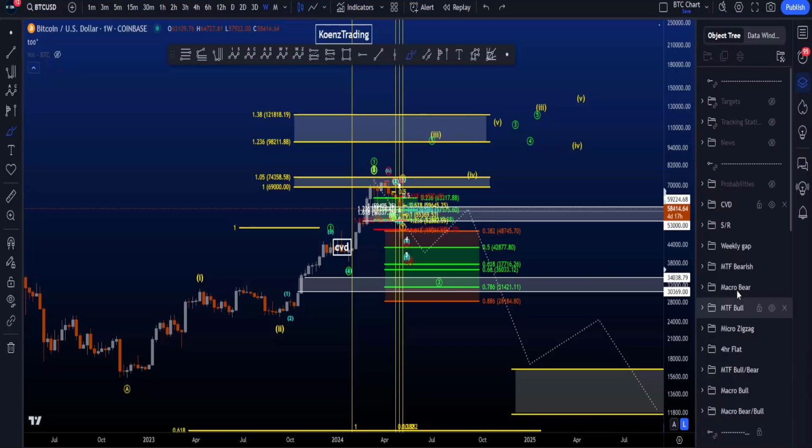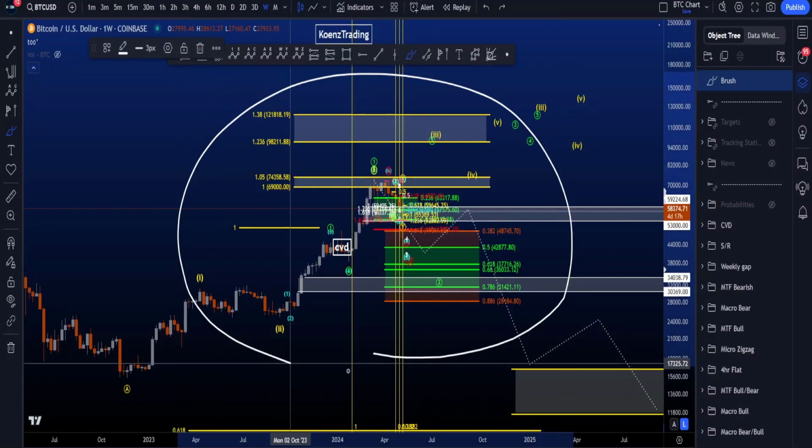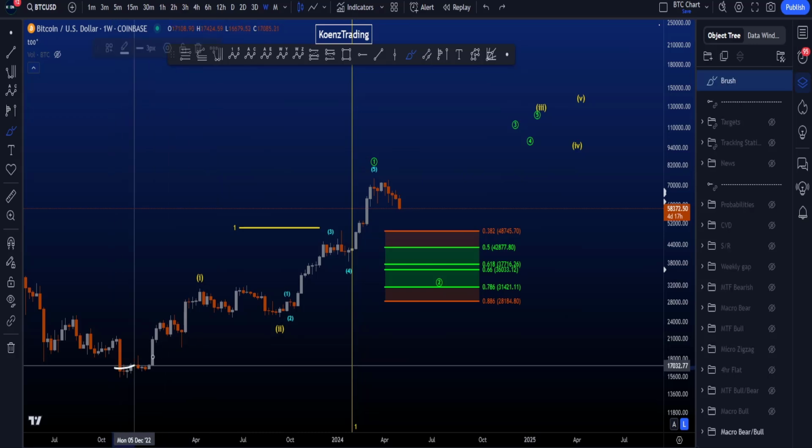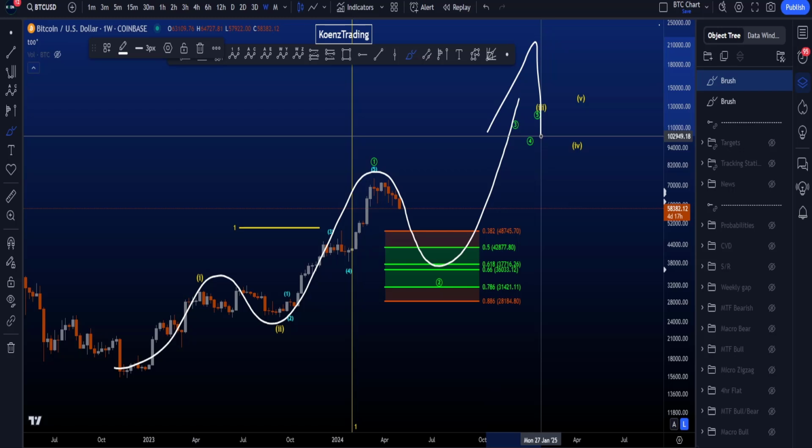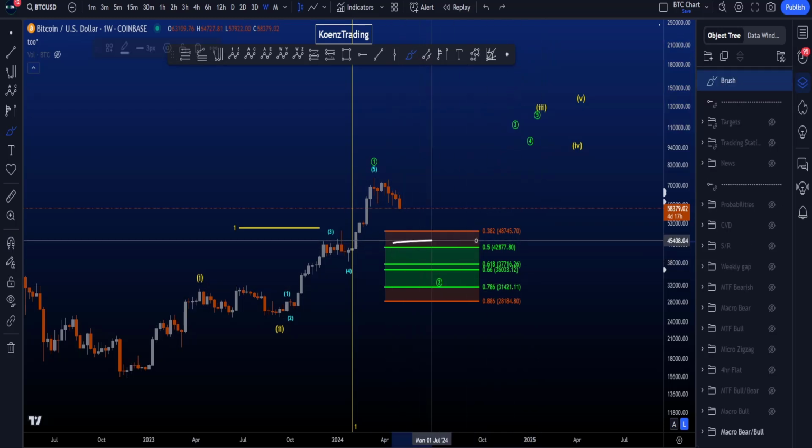Hi everyone, let's go over my bullish and bearish Elliott wave scenarios on Bitcoin. Starting on the weekly time frame with the bullish scenarios, where here we have a bigger double 1-2, after which we expect a very big wave 3 to the upside.